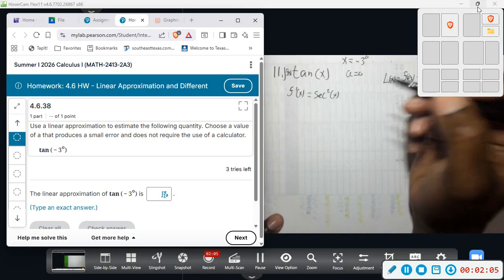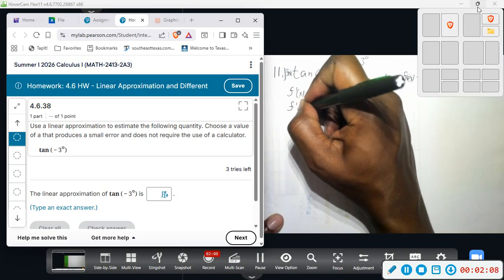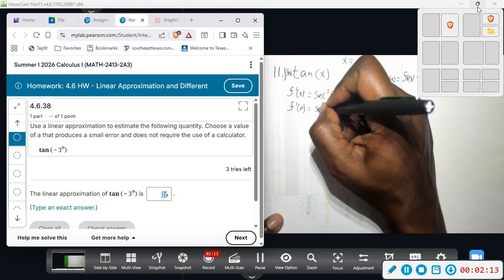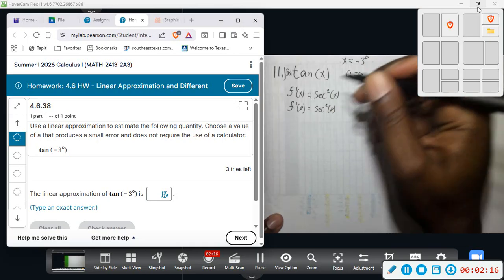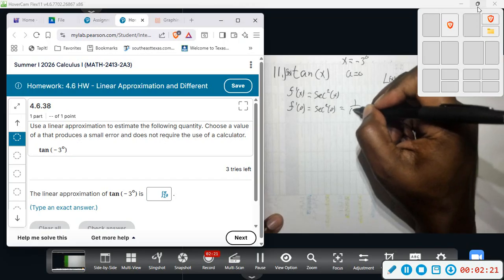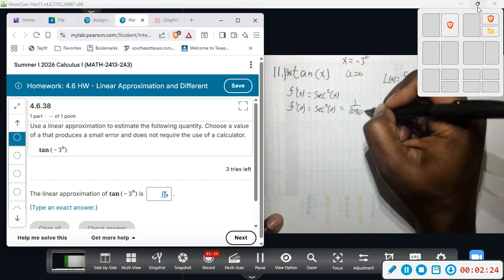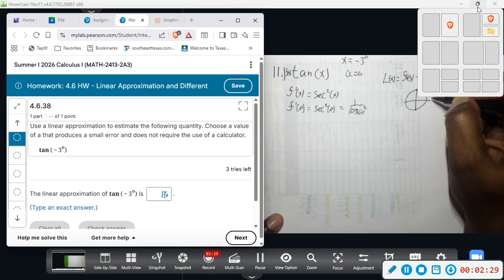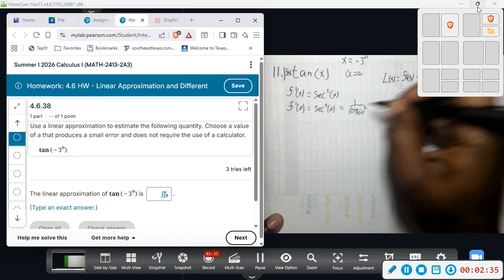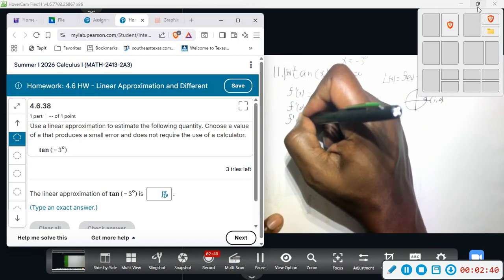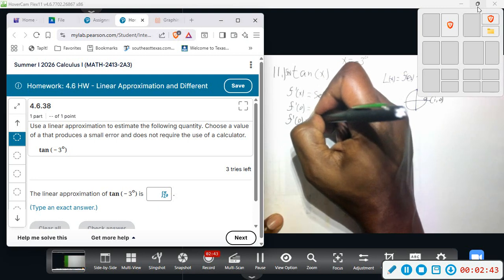And then we will plug in f prime of 0. Secant is 1 over cosine. Cosine of 0 from the unit circle: the ordered pair is 1, 0. Cosine is the x coordinate, so it's just 1. So 1 divided by 1 is just equal to 1. So f prime of a, or f prime of 0, is just 1.